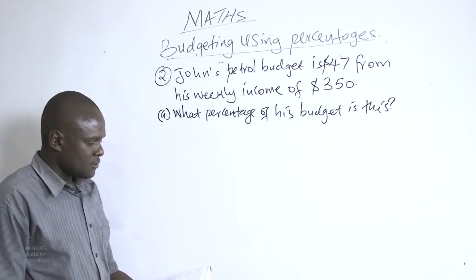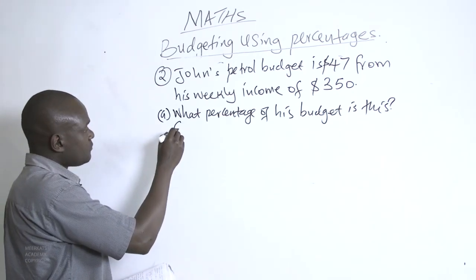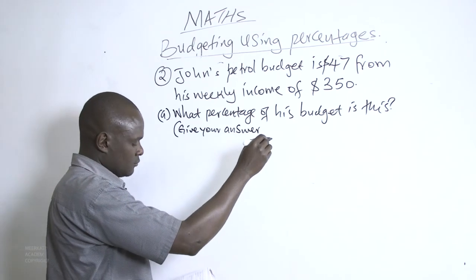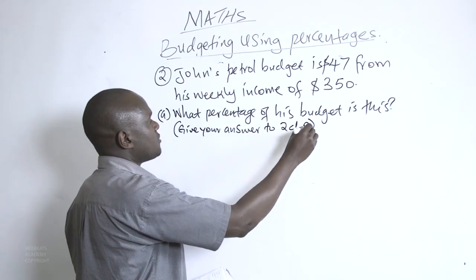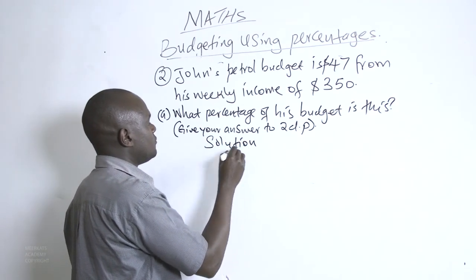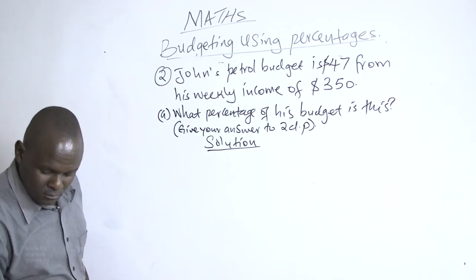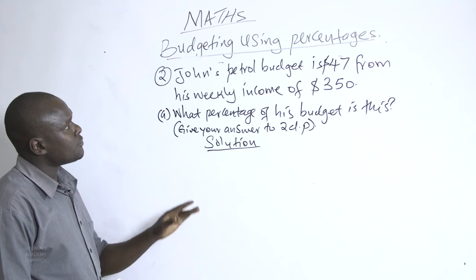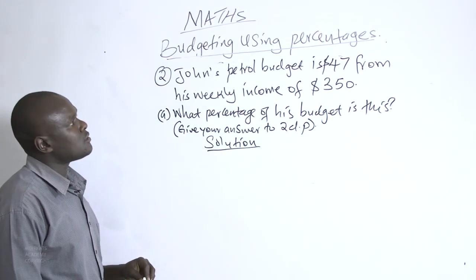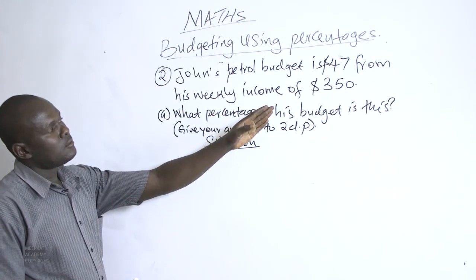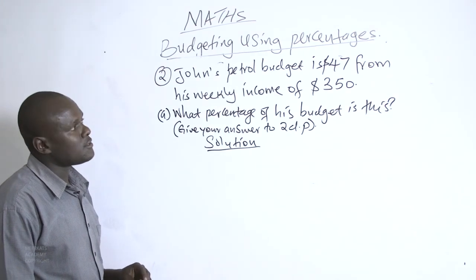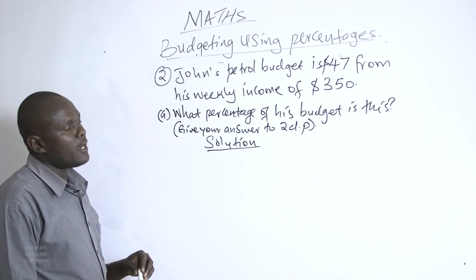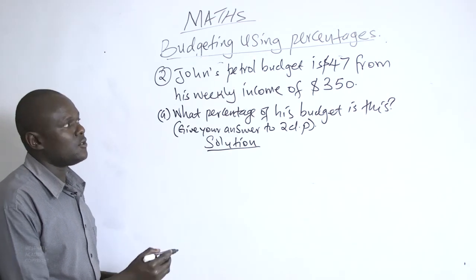What percentage of his budget is this? And we need to give our answer to 2 decimal places. So we are told that he spends $47 out of his weekly income of $350 on petrol. So we want to express this $47 as a percentage of $350.